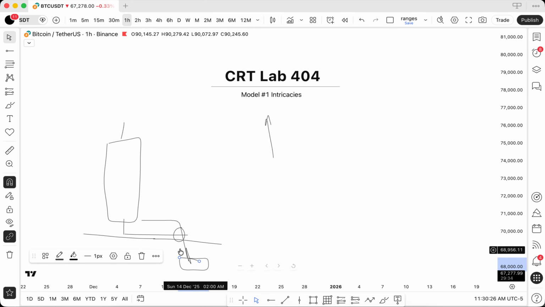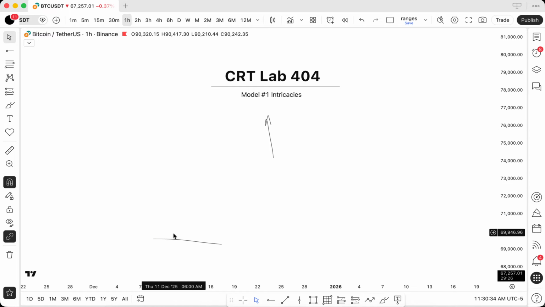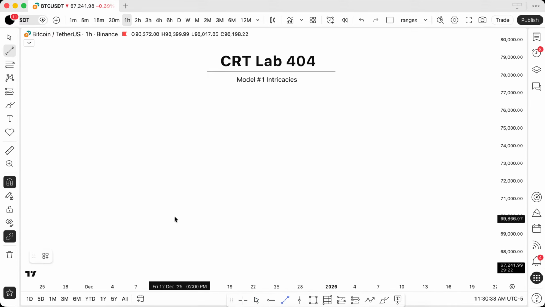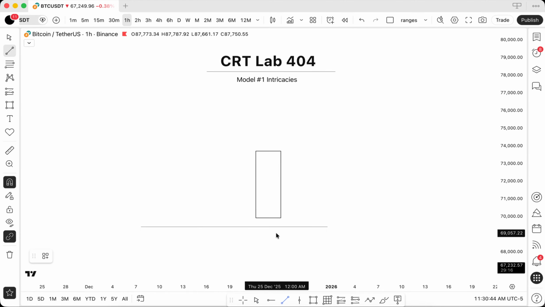Now, when this happens in a Q zone, then we start looking for model 1. Now let's take a look how to make it and use it as a high probability entry model. Making our famous key level right there, our what? Bull candle, of course.